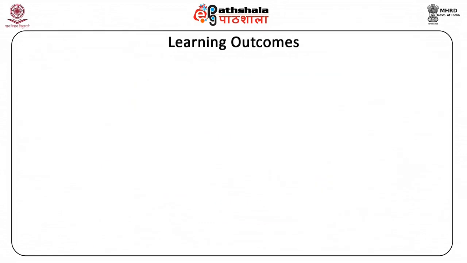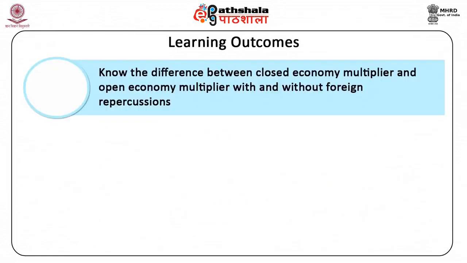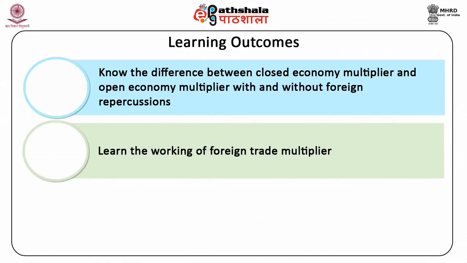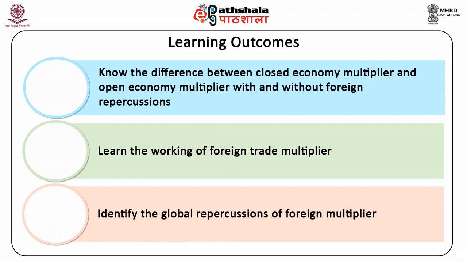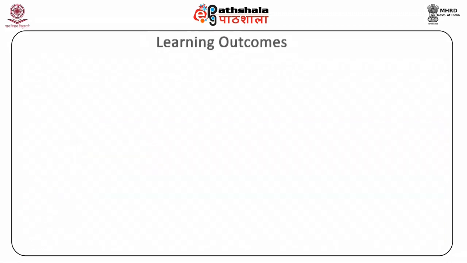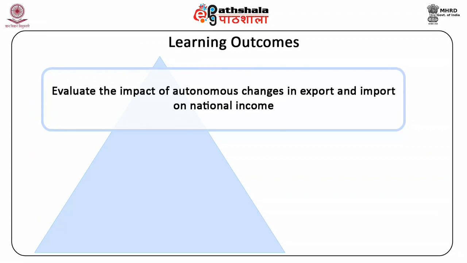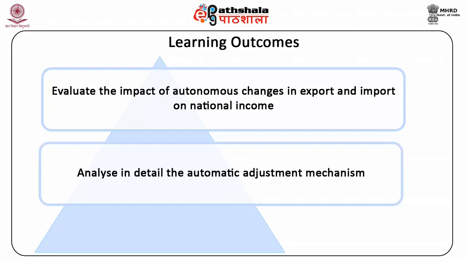After completing this module, you shall be able to know the difference between closed economy multiplier and open economy multiplier with and without foreign repercussions, learn the working of foreign trade multiplier, identify the global repercussions of foreign multiplier, evaluate the impact of autonomous changes in export and import on national income, analyze in detail the automatic adjustment mechanism. Let us discuss adjustment to equilibrium in closed economy.